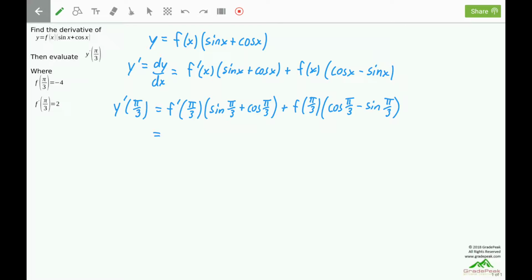F prime of pi over 3 and f of pi over 3, those will be able to be found with the information right over here. F prime of pi over 3 is 2. Sine of pi over 3 is root 3 over 2. Cosine of pi over 3 is 1/2. Plus f of pi over 3, according to over there, is negative 4, times the cosine of pi over 3, which is 1/2, minus the sine of pi over 3, which is root 3 over 2.